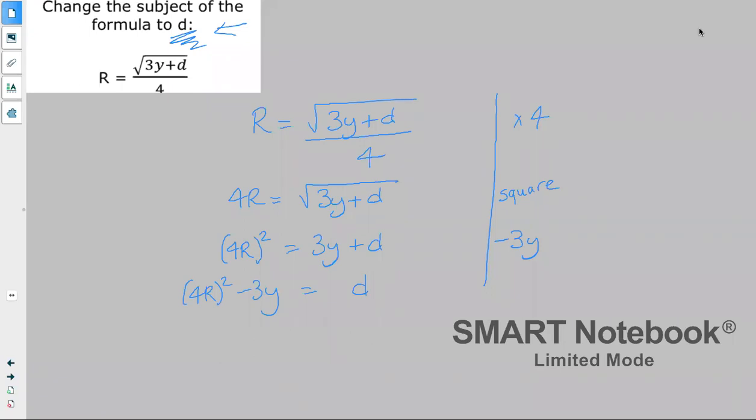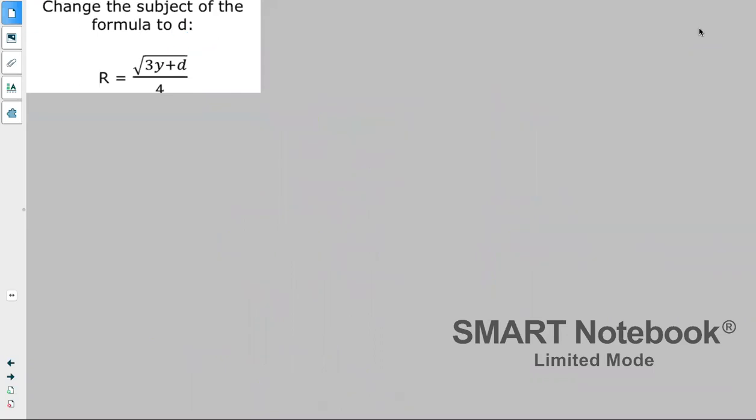If we tidy that up slightly, if I look at here, you have to raise the 4 to the power of 2, 4 squared, and you have to raise the r to the power of 2. So this would become 16r squared, take away 3y equals d. And then if you want to write it round the other way, you can. So d equals 16r squared, take away 3y. Okay, that's us. Next one.